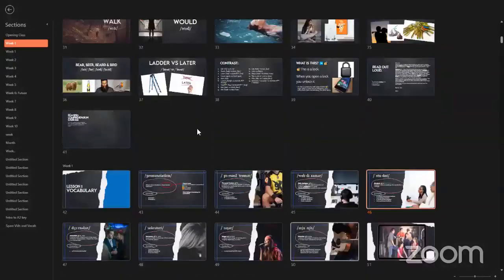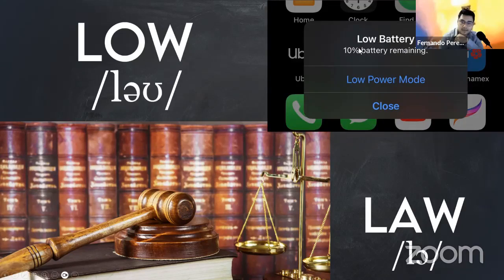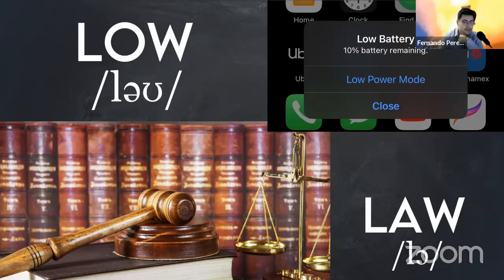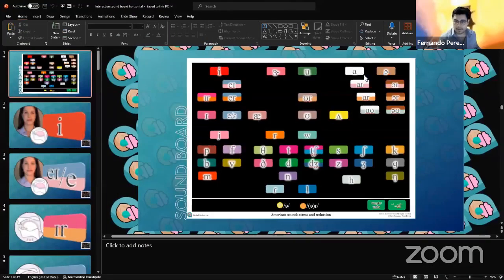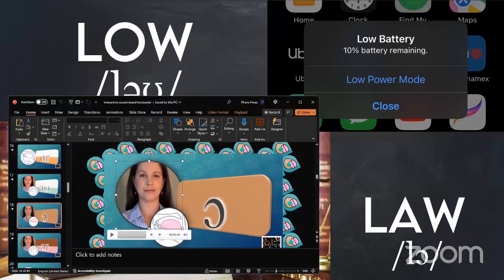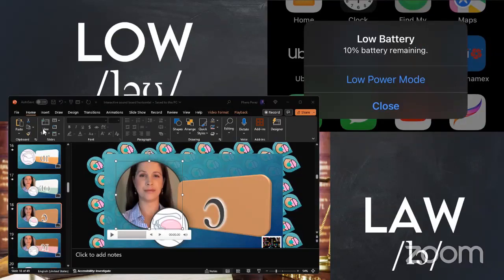Remember the pronunciation. How do you pronounce this? Low. This is low. Low battery. Late. No, no, the Spanish pronunciation. Okay. Low. Okay, let's go to the symbols. Let's open the soundboard and let's remember this sound. Aw. Say that with me. Aw. Law. Exactly. Law. Listen. Law.